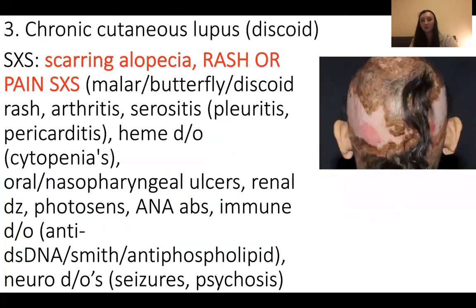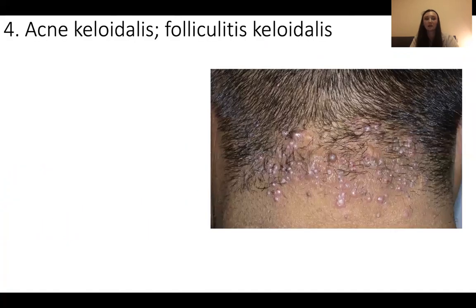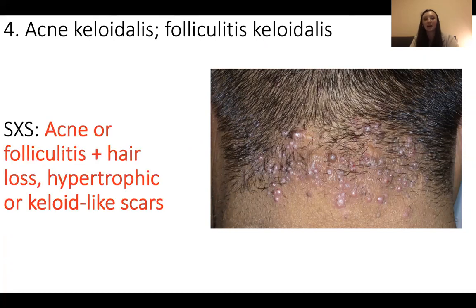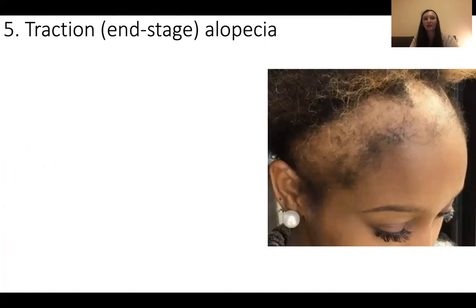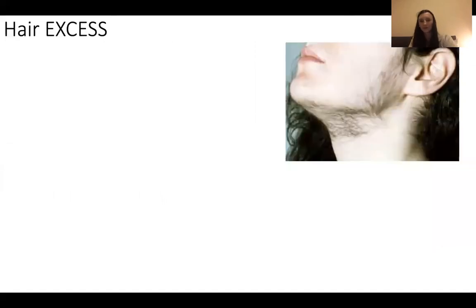Chronic cutaneous lupus, discoid lupus, we had talked about that already. They've got the scarring alopecia with a rash of painful symptoms. Acne keloidalis, or folliculitis keloidalis, is going to be like acne with hair loss, and they've got these keloid scars. Sounds just like the name. Again, here's another traction alopecia because of that mechanical traction, like braids, ponytails, etc.